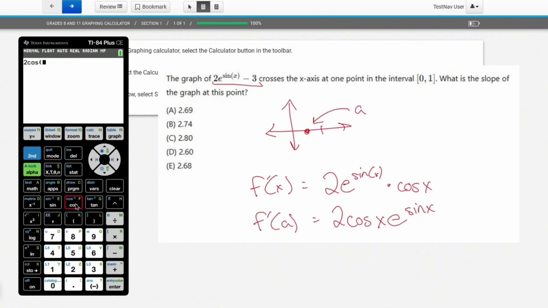2 cos. Now that number was 0.41749, okay, times, I just like to put the times there because it just separates everything, e to the sine x. So e was there, okay, sine of that same exact number, 0.41749, close it, and we end up with 2.7423 and so on. So let's round that off and find out which one of our options seems to match that nicely.